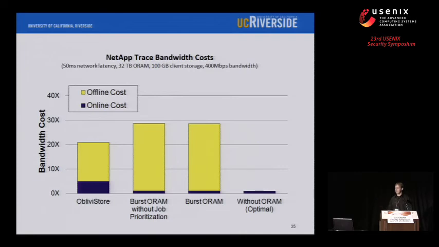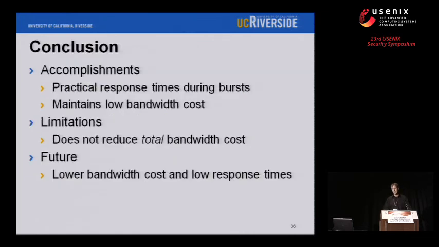So we incur some 33% higher bandwidth cost in this example, but that's a small price to pay for the dramatic reduction in response times. So in conclusion, we've achieved practical response times during burst and kept the bandwidth cost low, competitive with the best existing ORAM technique. One of the downsides to Burst ORAM is that it doesn't do anything, as I mentioned, to reduce the total bandwidth cost.